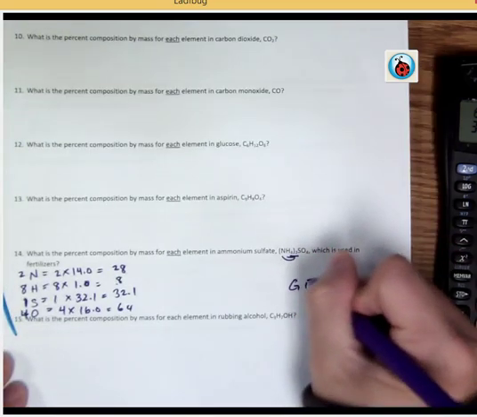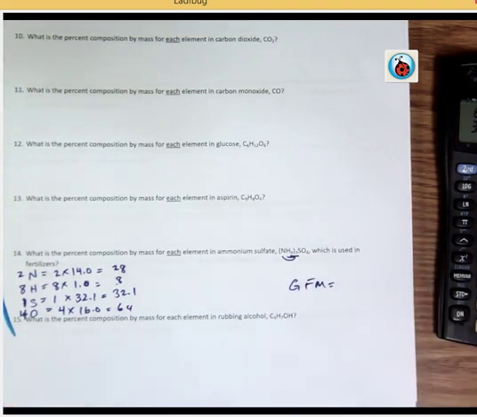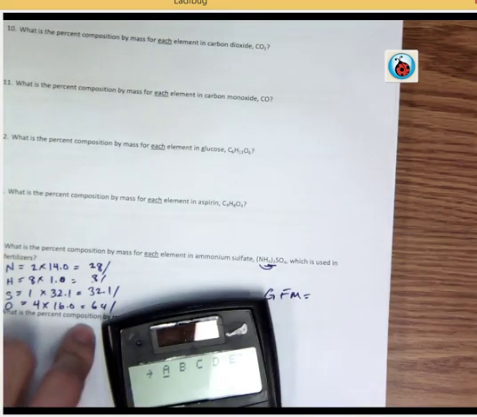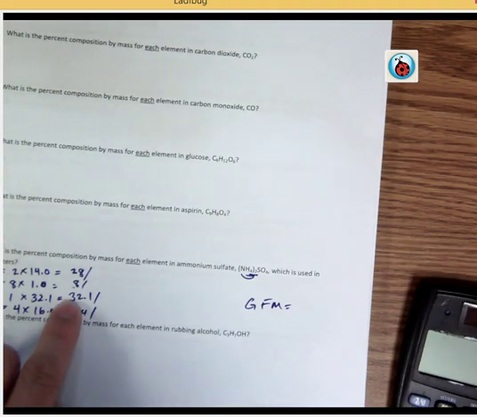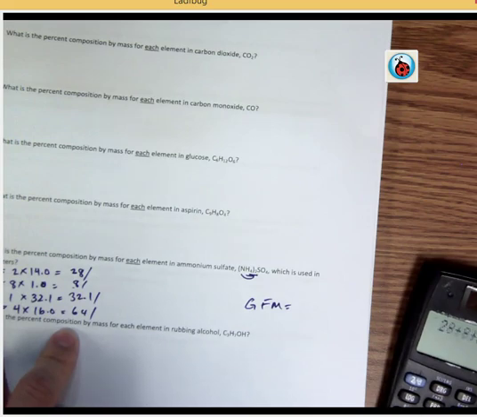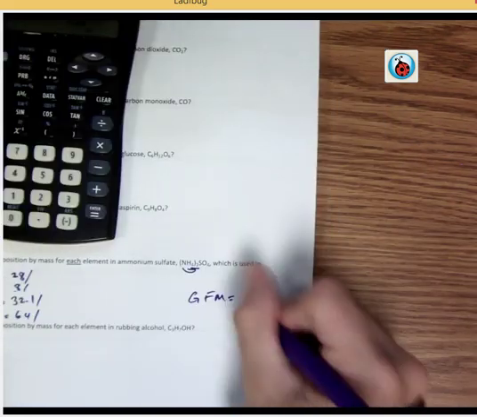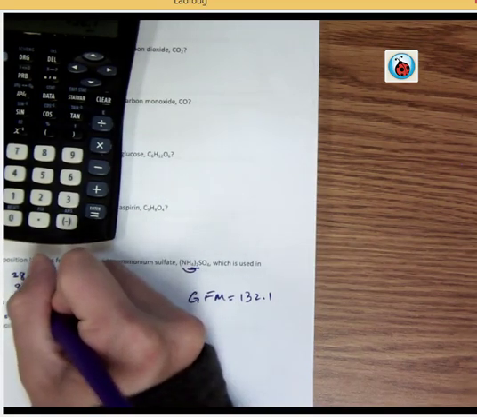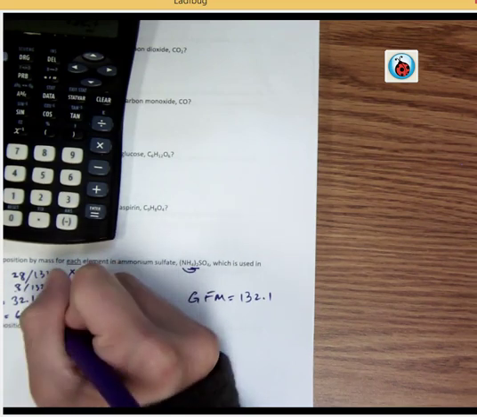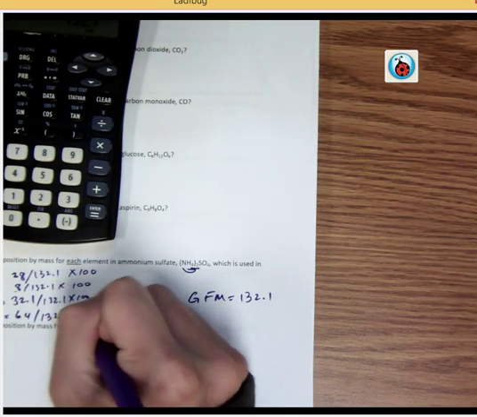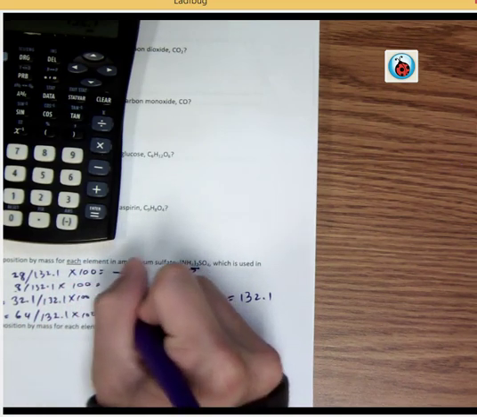So your gram formula mass, your total, you add all that up, and then you divide each of them by the total. 28 plus 8 plus 32.1 plus 64, and that's 132.1. So divide each by 132.1 times 100. Cool. Then you'll get all your 4 percentages.